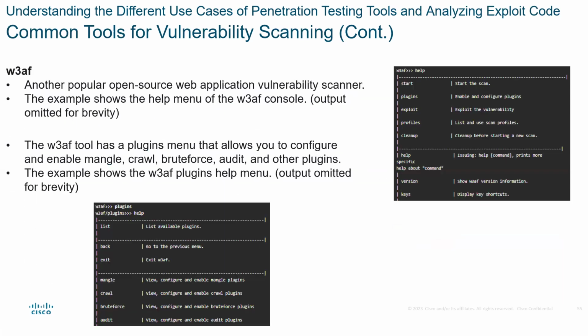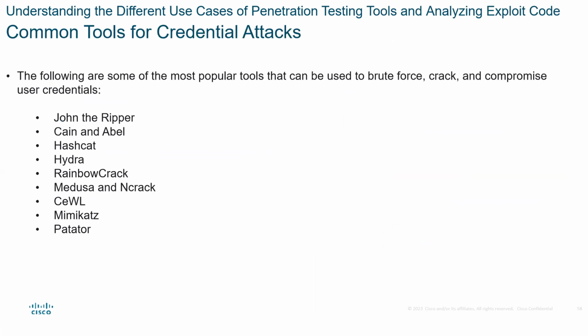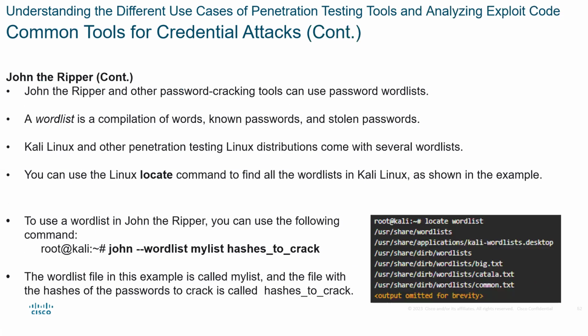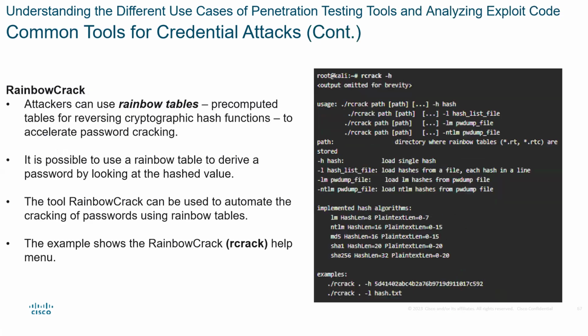So you have WAF, then you have Directory Buster, then you have some tools that are used for credential attacks. So anytime you want to crack passwords, you want to compromise user credentials, your go-to tools should be John the Ripper, Cain and Abel, Hashcat, Hydra, Rainbow Crack. I've used Rainbow Crack, John the Ripper, Cain and Abel, Hashcat, Mimikatz. And I'm going to bring more labs. We expect some of these tools, so in the coming weeks, expect some of them.